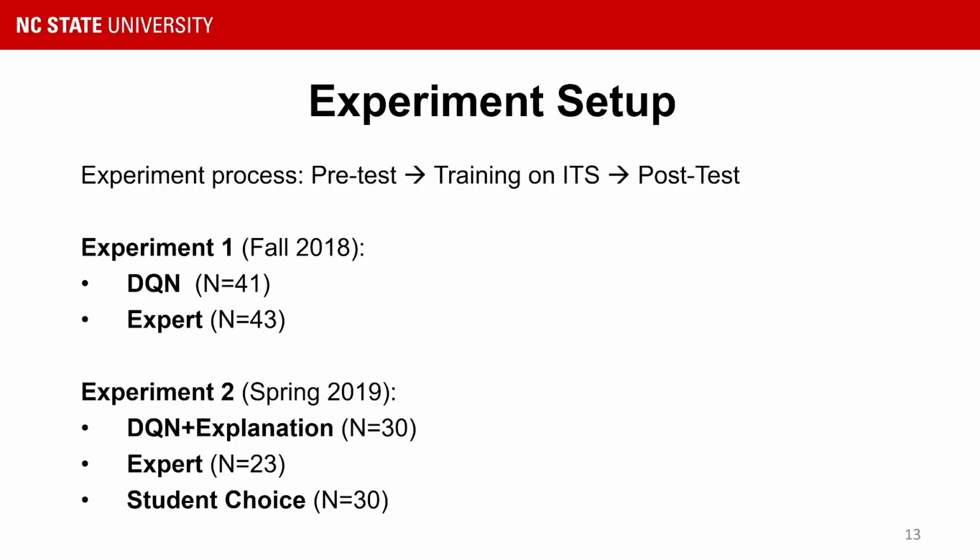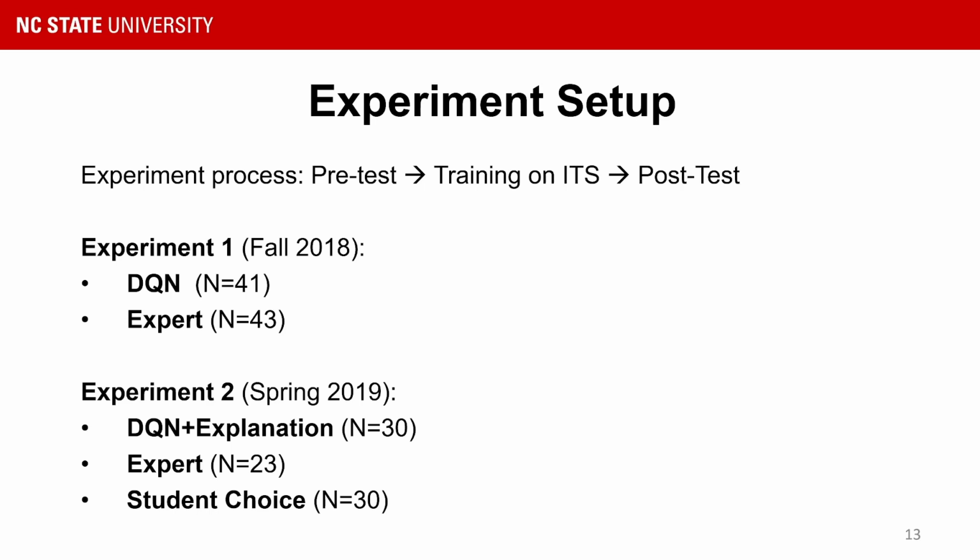In both experiments, students go through a standard pre-test phase, followed by training on the ITS and ending with a post-test. For the first experiment, carried out in fall of 2018, we split students into two different groups, a DQN policy with 41 students in it and an expert policy with 43 students in it. We use this experiment to measure the impact of only using DQN without any explanations and compare it to an expert baseline policy.